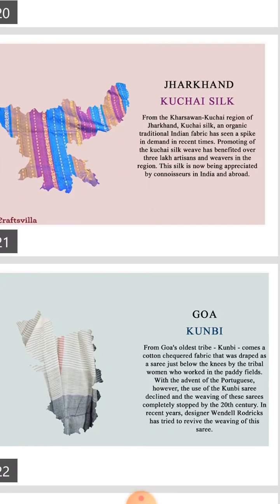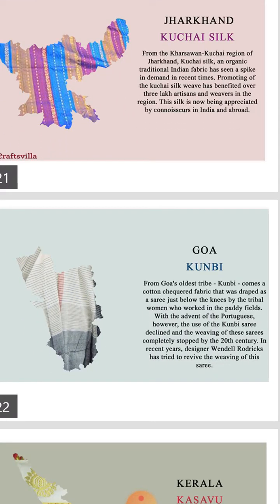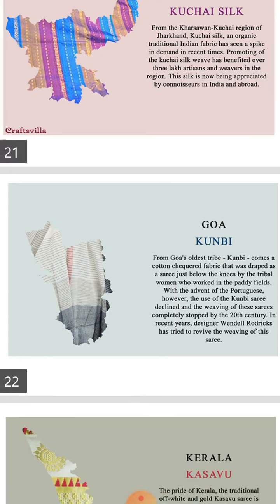Next, moving to the states of Jharkhand and Goa. Jharkhand is associated with Kuchai silk. This Kuchai silk, an organic traditional Indian fabric, has seen a spike in demand in recent times. Promoting the Kuchai weave has benefited over 3 lakh artisans in the region.